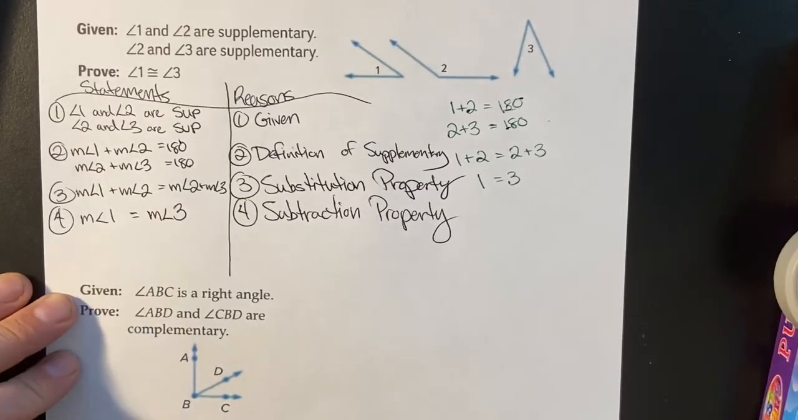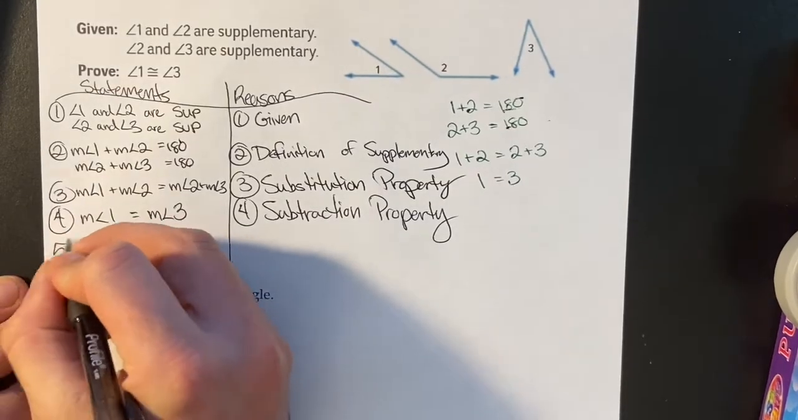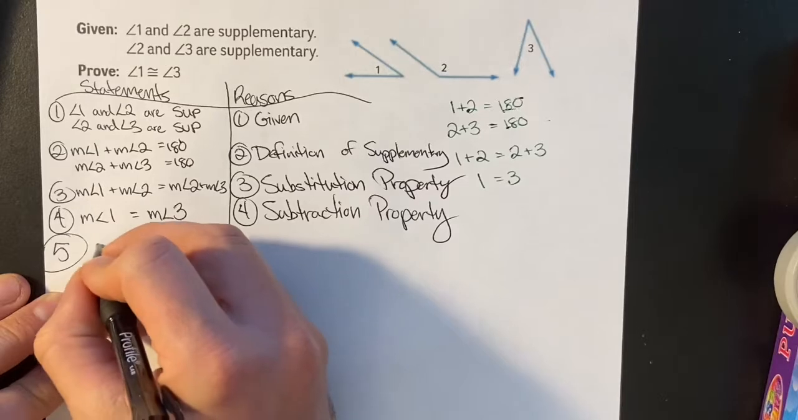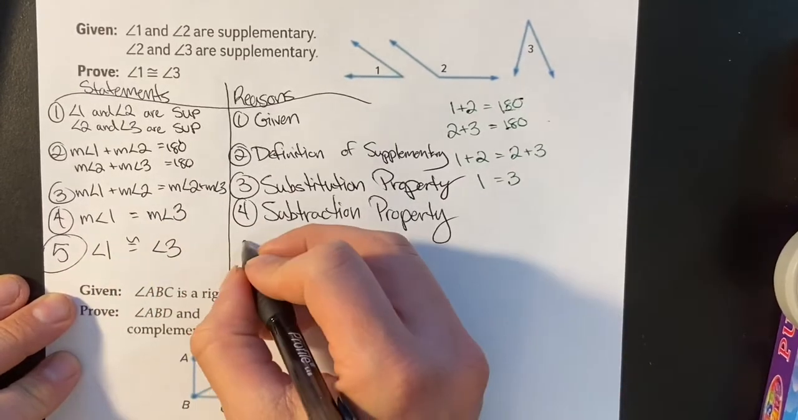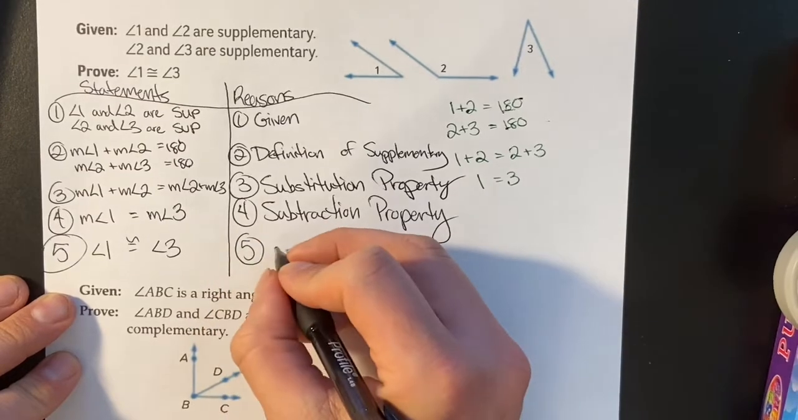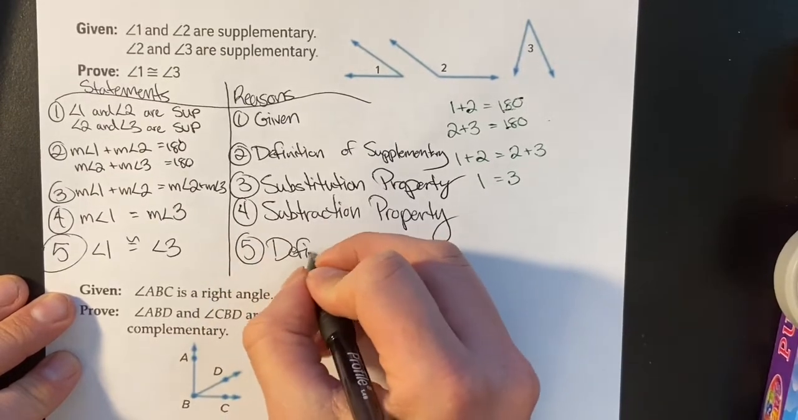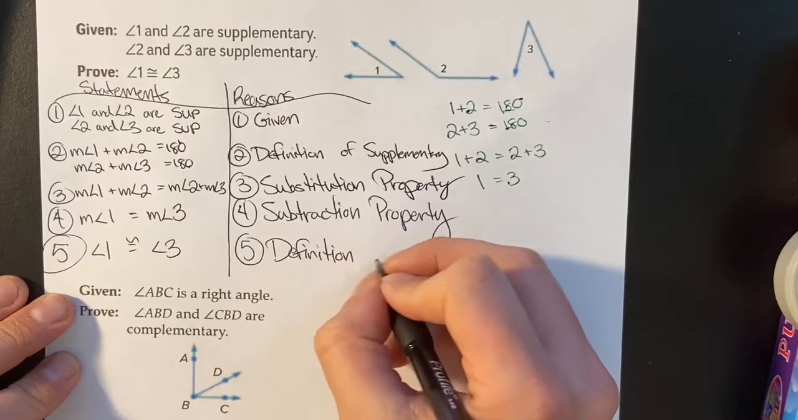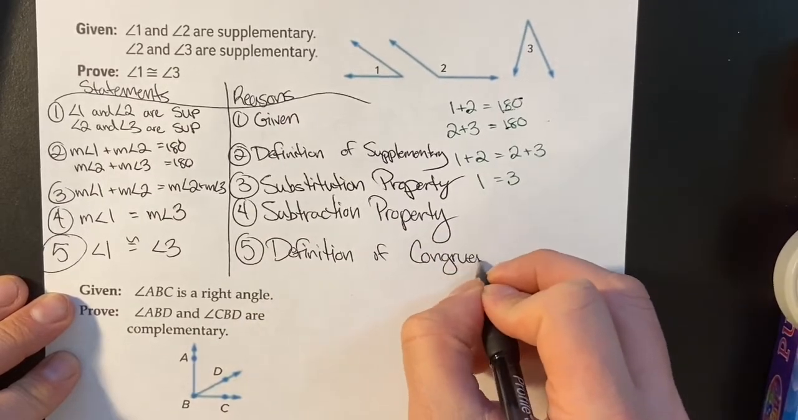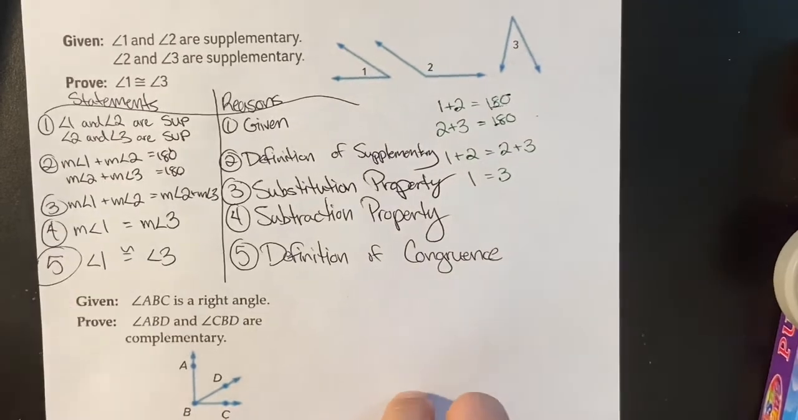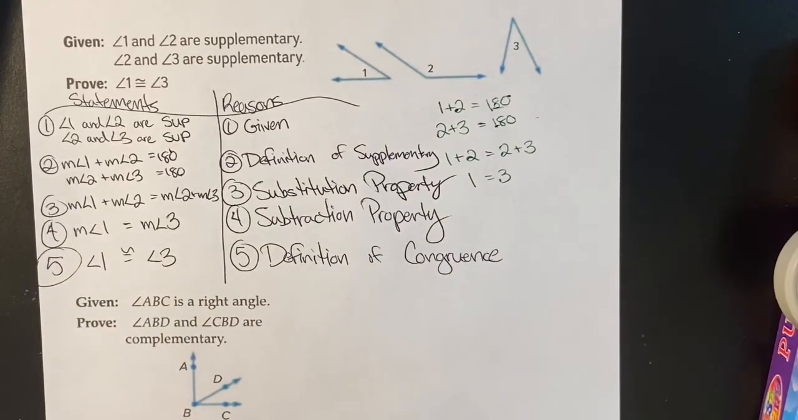Can you see everything that I'm doing? Yes, you can. And then 5 is that angle 1 is congruent to angle 3. And that is the definition of congruence. Okay, so there you have it.